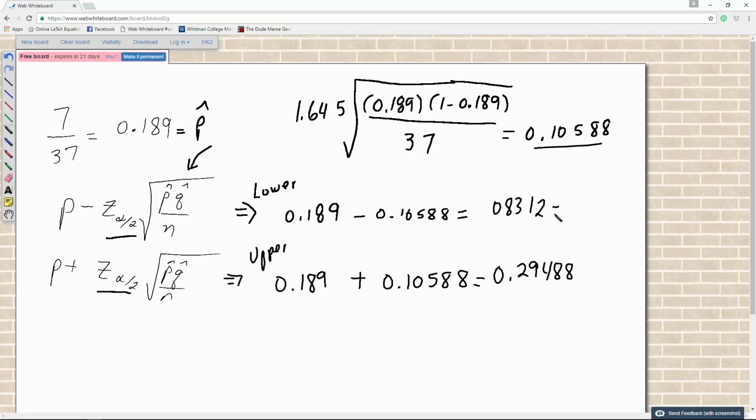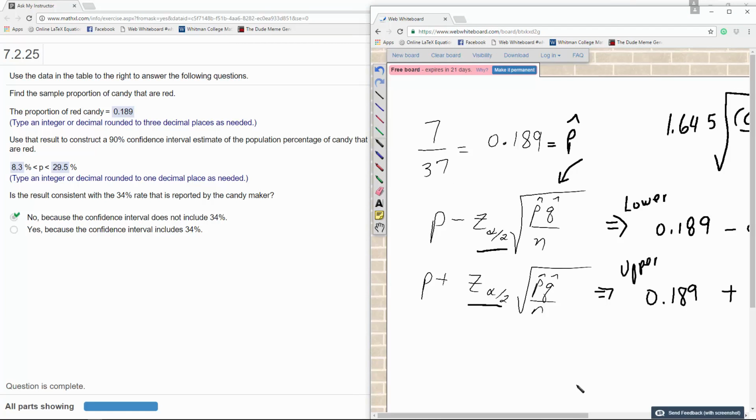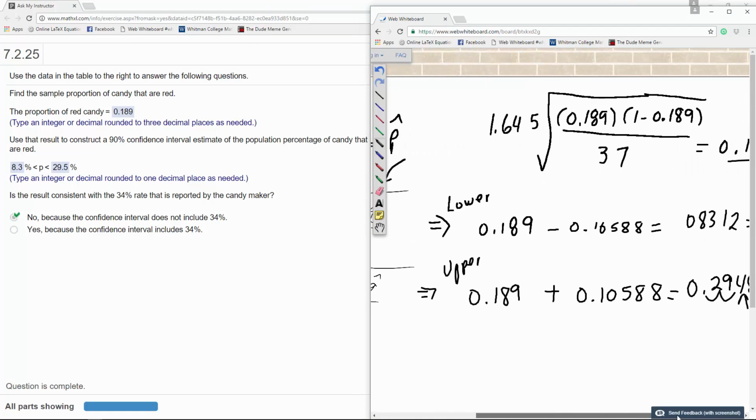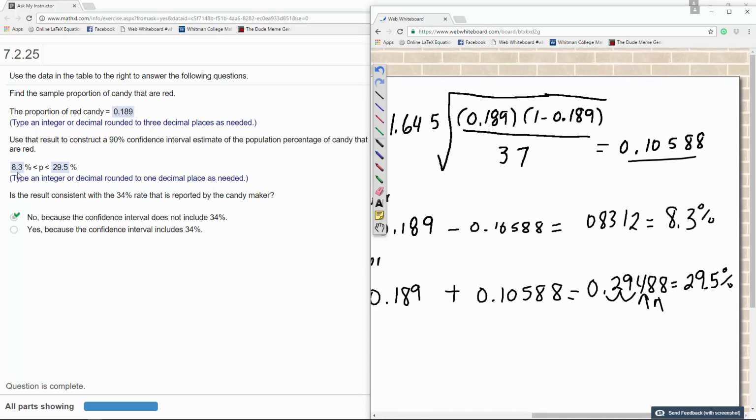0.29488. Both of these, they wanted you to put them in percentage rounded to 1 decimal place. So I'm moving the decimal 2 places to the right, and then just be careful here, I have to round that up because the number next to it is an 8. And that would be my confidence interval. So in other words, if I go back and show you here, my values are 8.3 and 29.5%.